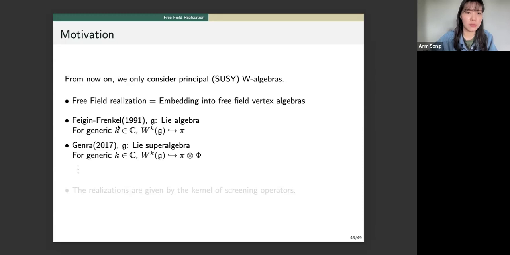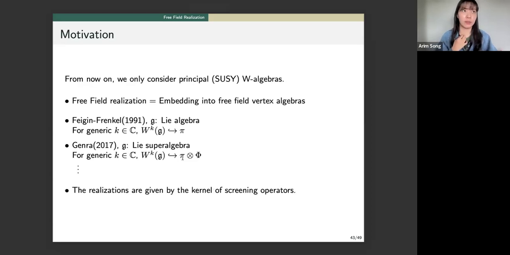In 1991, Feigin and Frenkel showed that principal W-algebras associated with Lie algebras can be embedded into a Heisenberg algebra when the level is generic. The generalization of this fact to Lie superalgebras was proven by Genra in 2017. But in this case, the realization was inside Heisenberg tensored with neutral free fermion vertex algebras. The realizations listed here are all given by the kernel of screening operators, which give us tools to investigate the image of these realizations.